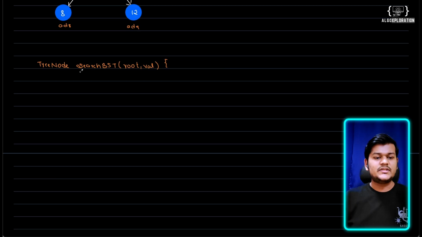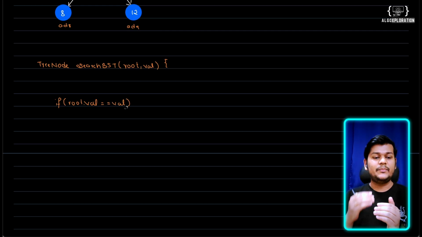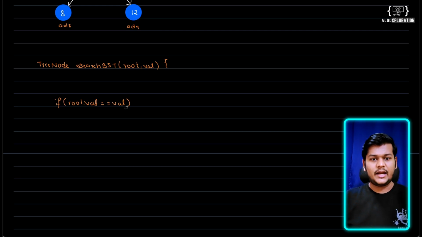So this is the function name, in which, since we need to return a node, the data type of that node is tree node. We will be passing the root and the value. So if root dot val is equal to value, at that time we basically need to return that root only. That means the reference. So return root.